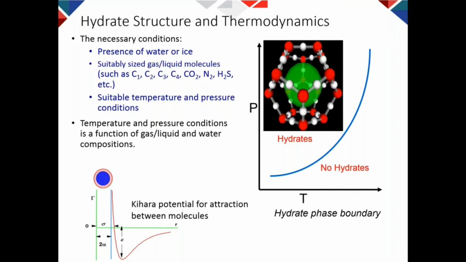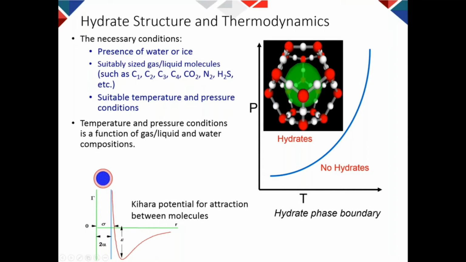For the formation of hydrate, we need hydrogen bonding. So either we need water or ice. And then we need a suitable size molecule. If the size of the molecule is too big, it cannot fit in this cavity, and therefore cannot form hydrate. And we need suitable temperature and pressure conditions. The suitable temperature and pressure condition is this curve.